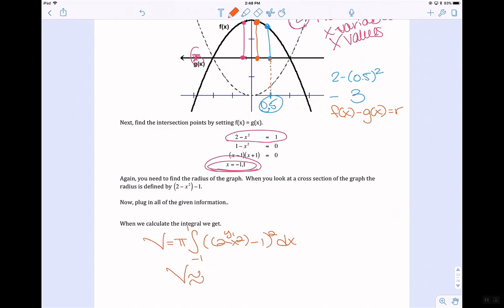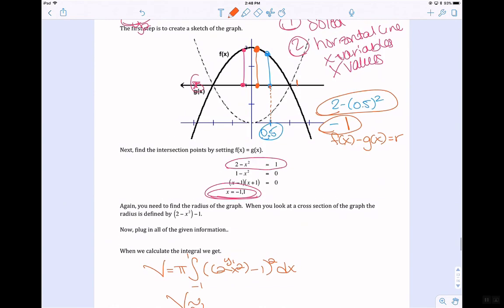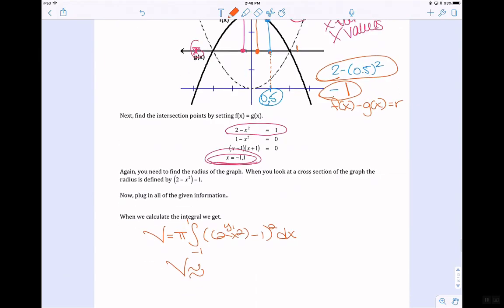oh, I'm sorry, this was not 3. I apologize. I'm subtracting off this y value of 1. So it's f of x minus g of x, where g of x is 1. I apologize, I was confusing examples together. So my volume would be 3.351.